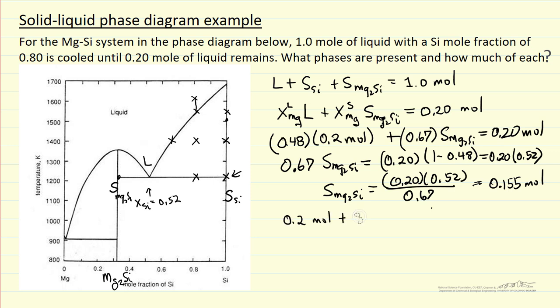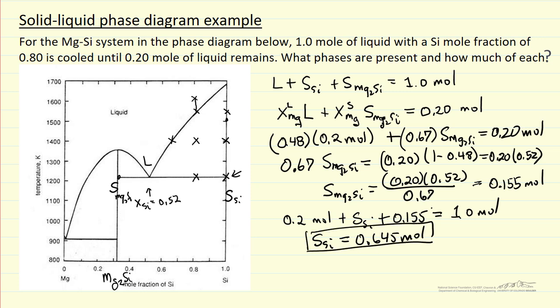So now if we go back to the overall mass balance, 0.2 of a mole of liquid, plus the number of moles of elemental silicon, that's what we want to determine, plus the 0.155 moles, must add up to the 1 mole that we started with. So the number of moles of elemental silicon is 0.645 moles. So we've identified the number of moles of silicon, the compound, and the liquid that we started with at 0.2.